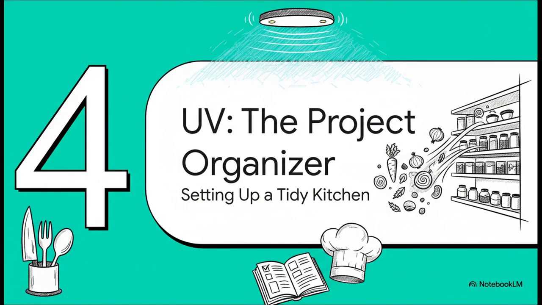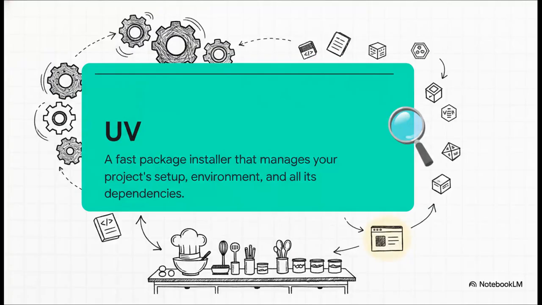And that's where our final tool, UV, comes in. UV is our project organizer. It's this incredibly fast tool that takes care of the entire setup of our project. It makes sure all the libraries we need, like FastAPI and Uvicorn, are installed and ready to go. Basically, it makes sure our development kitchen is set up perfectly every single time.